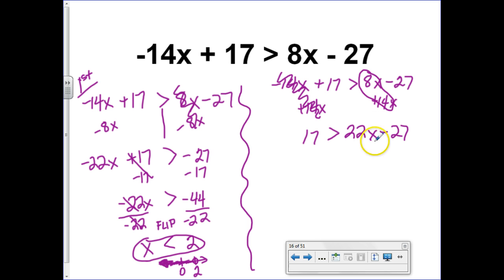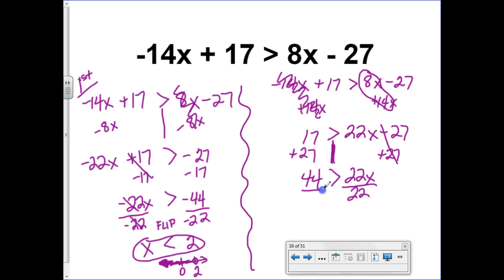I'm going to work to isolate this guy by, first of all, adding 27 to each side of my inequality. If you want to put that bar underneath there, that's a good habit, so you make sure you're watching on each side. Opposites are going to 0. This time I have 22x on the right. I have positive 44 on the left.